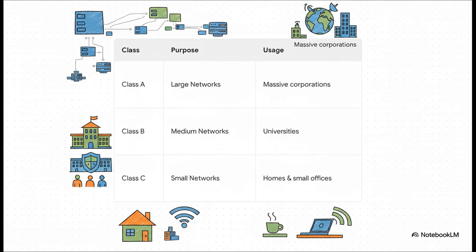And here's kind of how it was broken down. You had Class A, that was for the absolute giants, giving them millions of addresses. Then you had Class B, for medium-sized networks, think big universities or corporations. And finally, Class C, which is by far the most common, was for small networks, like the one you probably have in your house right now. Each one was a different slice of digital real estate.